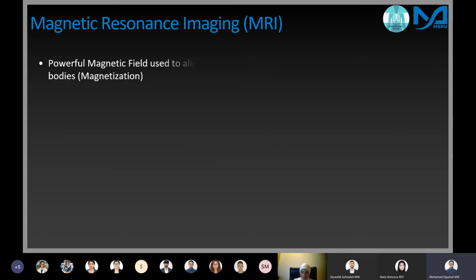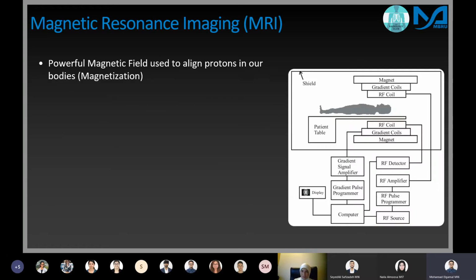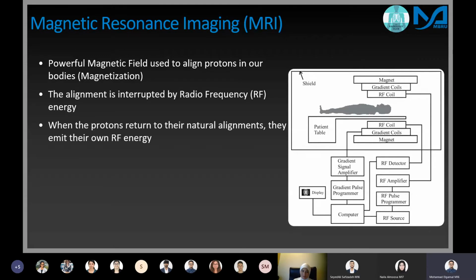Let's quickly go through MRI. MRI stands for magnetic resonance imaging. What happens is you create a magnetic field that aligns all the hydrogen ions or protons in your body. That process is called magnetization. Then this alignment is interfered with by a radio frequency, usually a rapid pulse of radio frequencies all at once. When that frequency is emitted, it forces the protons to move back to their natural alignment, and when they go back to their neutral alignment, they emit their own radio frequency energy, or RF energy.